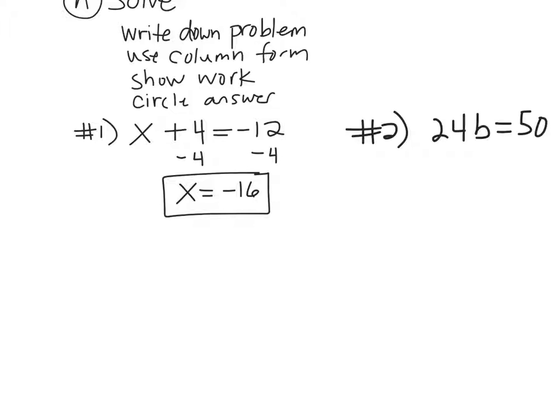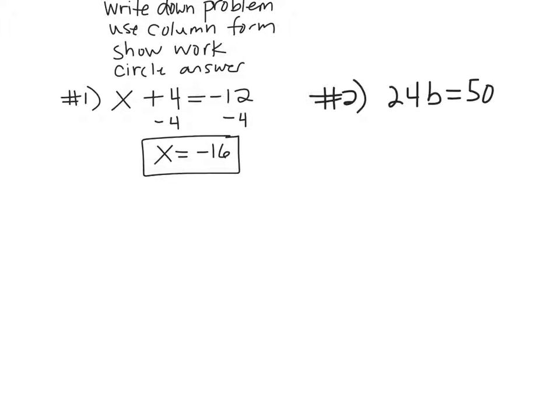All right, here we go. Number 2, 24b equals 50. It wasn't your fault. Okay, good. So let's go ahead and solve this. So it's 24 times b equals 50.